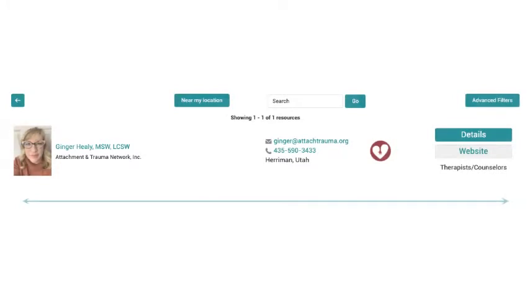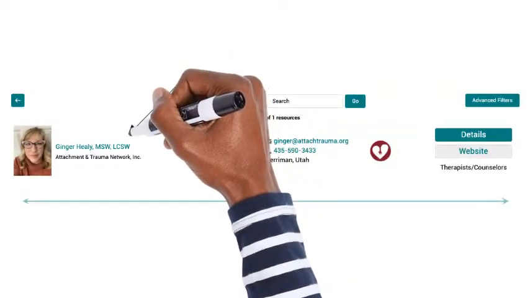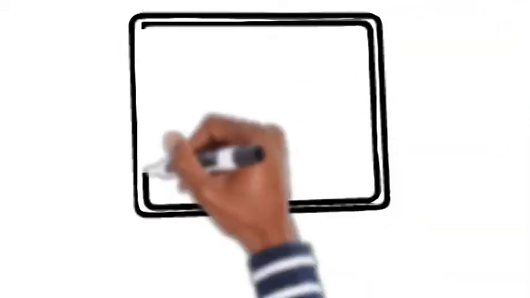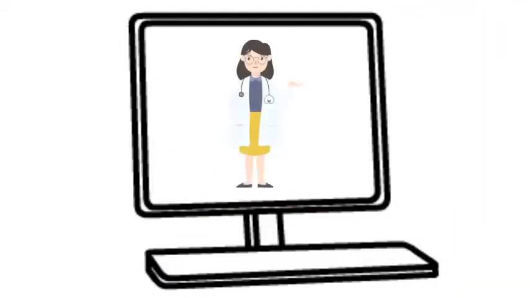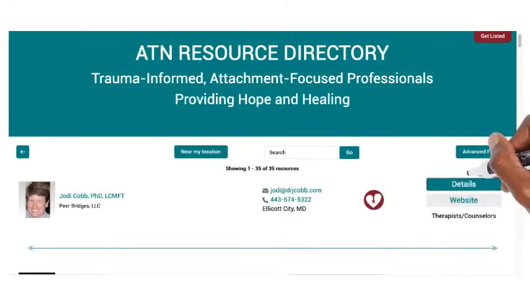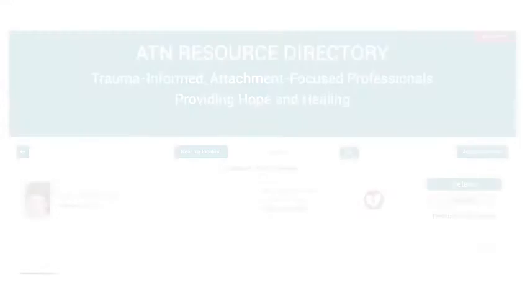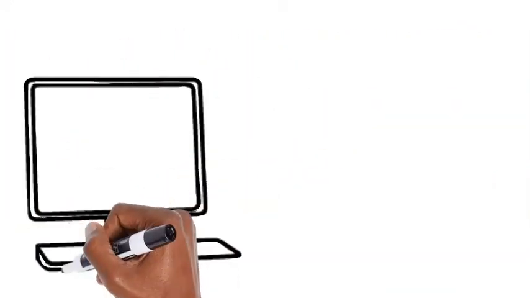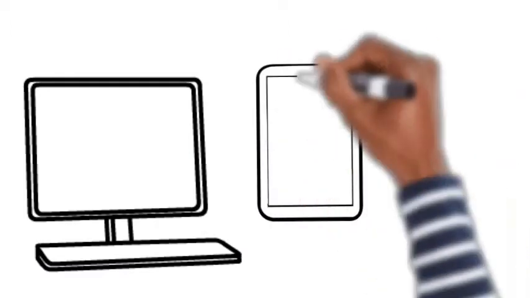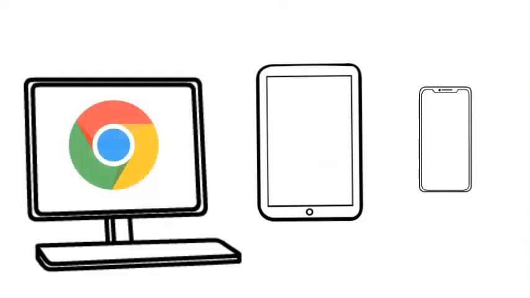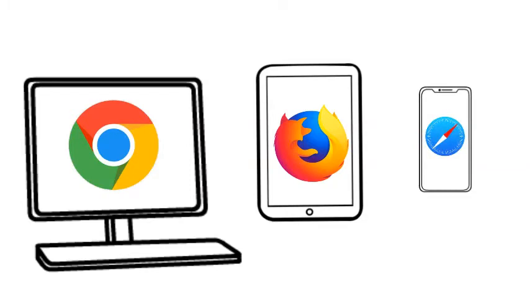Each listing displays basic information about the provider, including their phone, email, and city and state location. And if they provide telehealth, that will be designated too. You can get even more details in a window that pops up when you select details, or you can go directly to the provider's website with the website button. You can access the directory via computers, tablets, or smartphones. It will look slightly different on each platform, and we recommend Chrome, Firefox, or Safari as your browser choice.